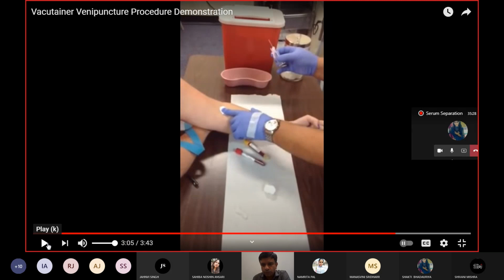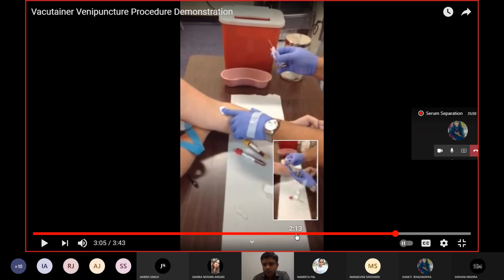So students, you want to see this again? In this, the blood came automatically, okay? And you can see two tubes, the yellow and the red one, right? And the person was not pricked again and again, only the vial was changed, right? So if you want, I can play it again for you.